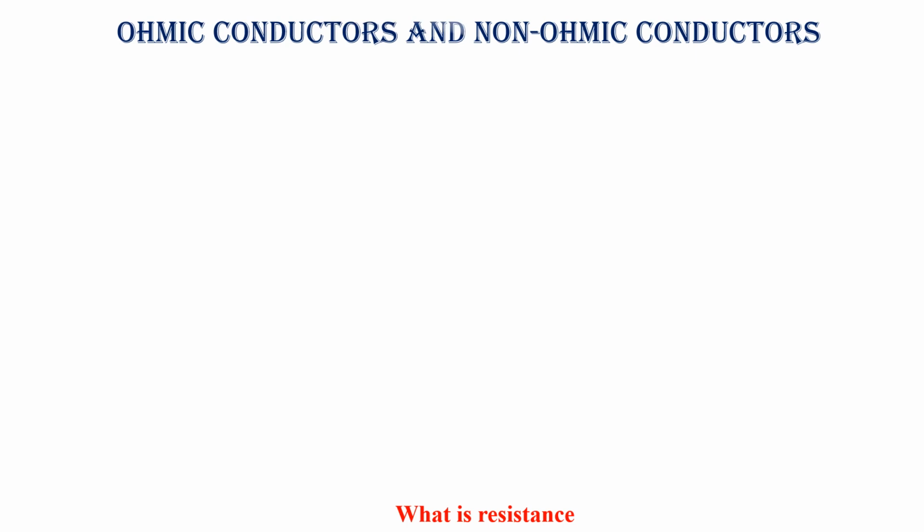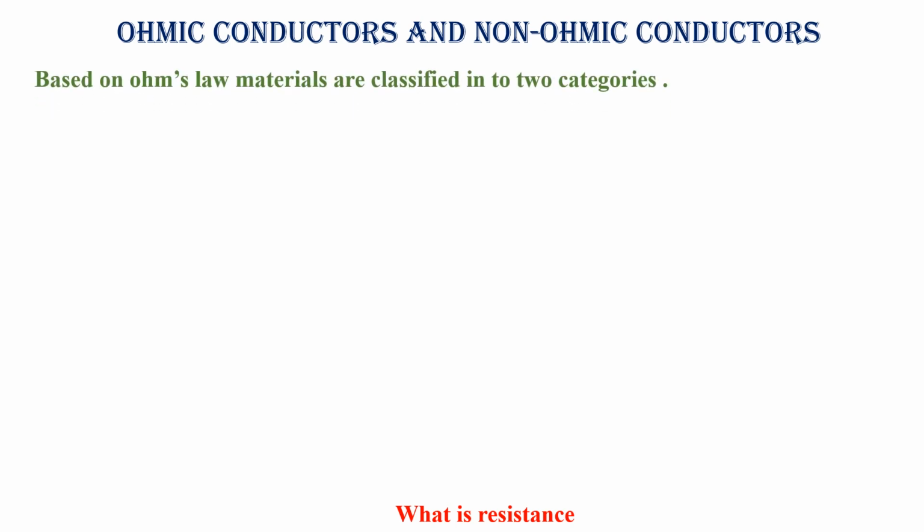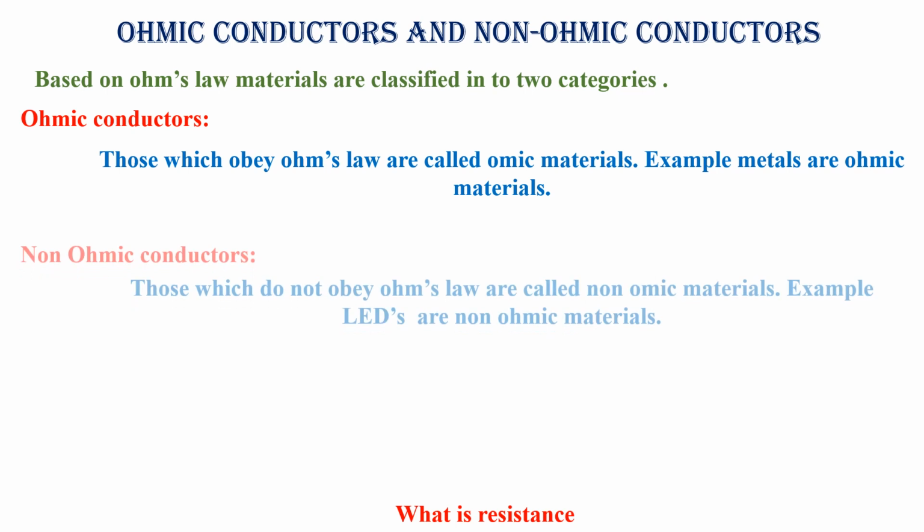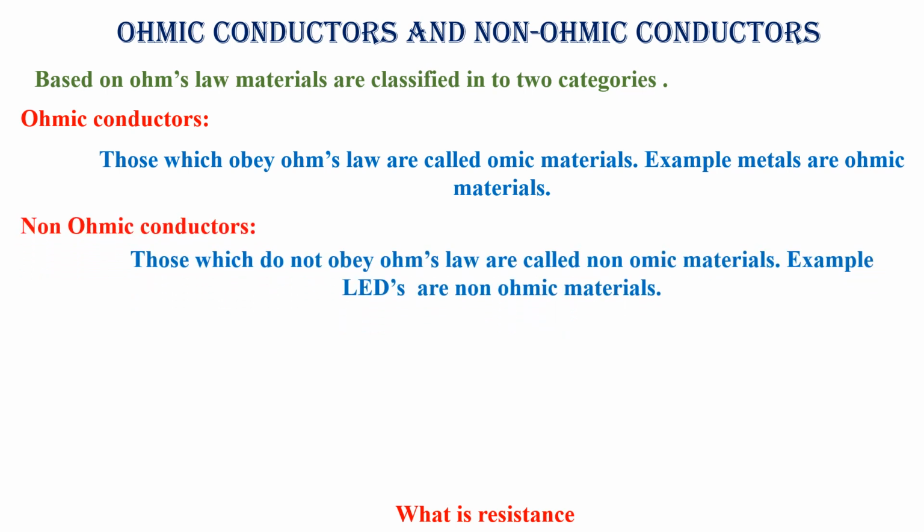Now, our next topic is ohmic conductors and non-ohmic conductors. Now, what are ohmic conductors and what are non-ohmic conductors? Based on Ohm's law, materials are classified into two categories. They are classified into two groups, we can say. Ohmic conductors. Those which obey Ohm's law are called ohmic conductors. Example, metals are ohmic materials. Non-ohmic conductors. Those which do not obey Ohm's law are called non-ohmic materials. For example, LEDs. Magnet wire, that is an ohmic material.